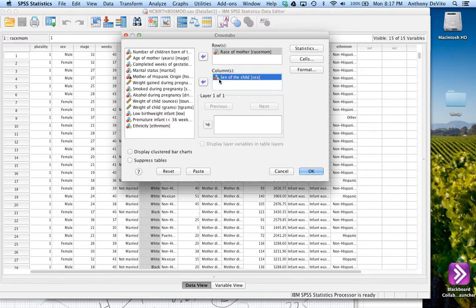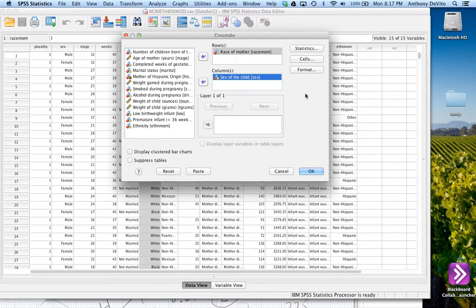Notice I get this funny little red, blue, yellow ball thing over here. Anybody know what that red, blue, yellow ball thing stands for in SPSS? That's actually the variable type, right? It means it's a nominal variable. It's a name. Sex is male or female. Race of the mother is Hispanic, non-Hispanic, black, white, so on and so forth. You'll notice that the numerical variables have little rulers next to them, right? Really quaint and cute, right?